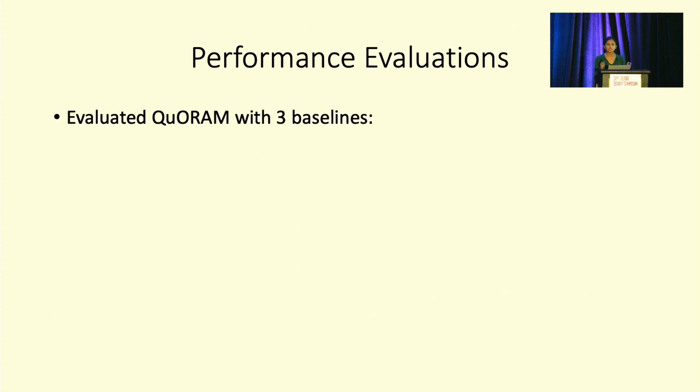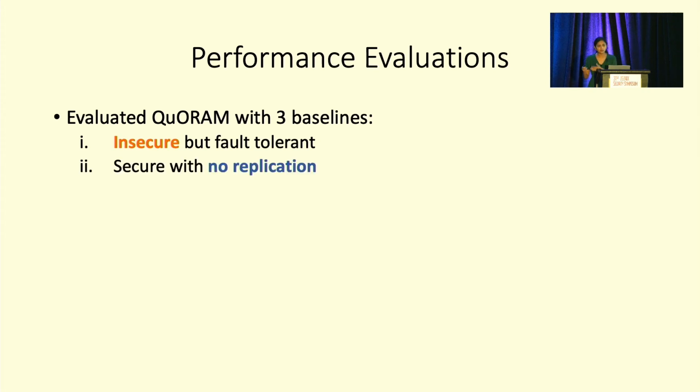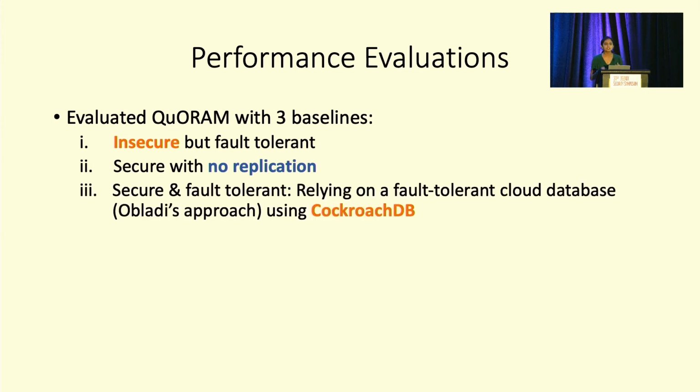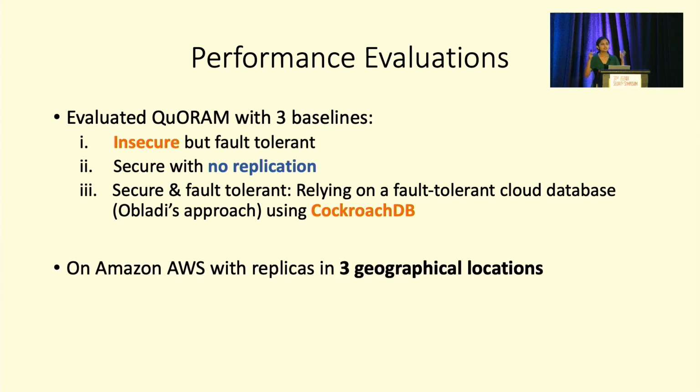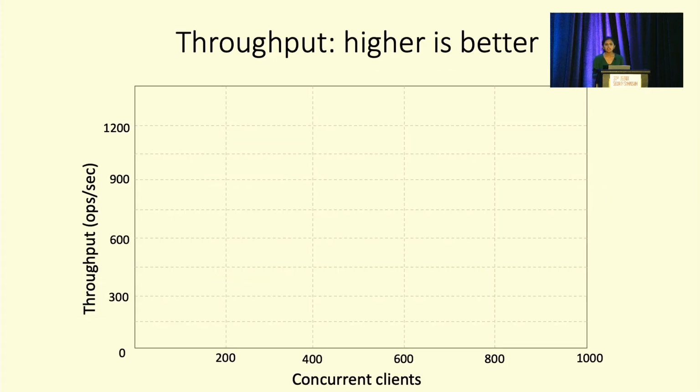We evaluated QuORAM with 3 baselines. First is the insecure but fault-tolerant baseline. Second is secure but not fault-tolerant, so there is no replication in this. And third is secure and fault-tolerant, where we use Obladi's approach of relying on the cloud itself for fault tolerance, and for that, we use an open source database, CockroachDB. We place 3 replicas in 3 different geographical locations on AWS, and we use YCSB benchmarking. In this talk, I'm only going to discuss throughput results.